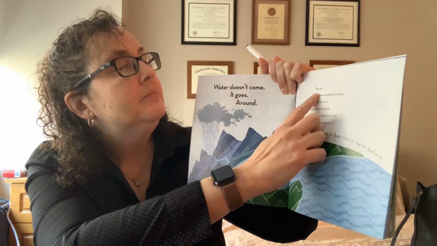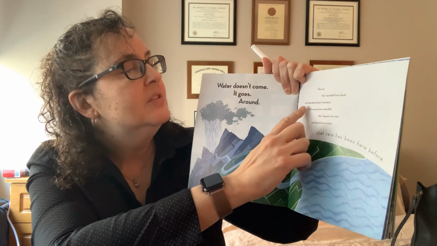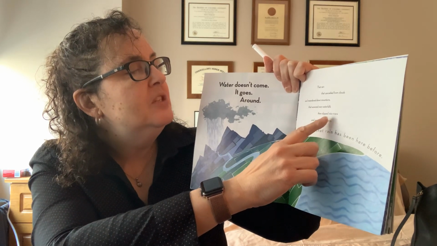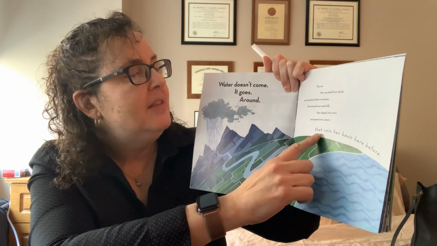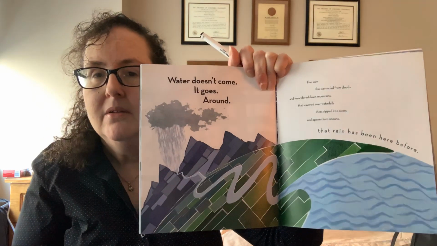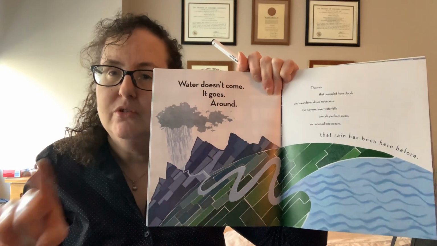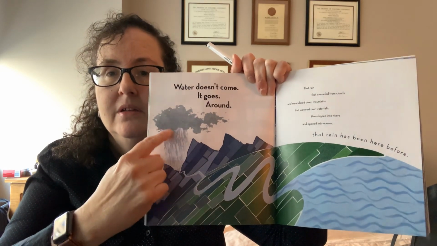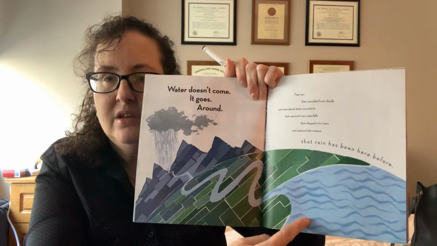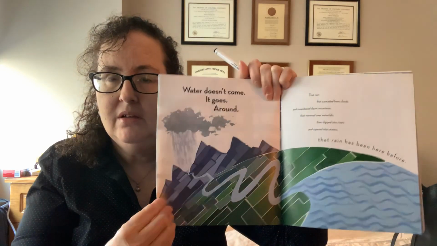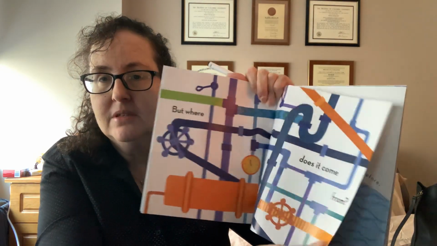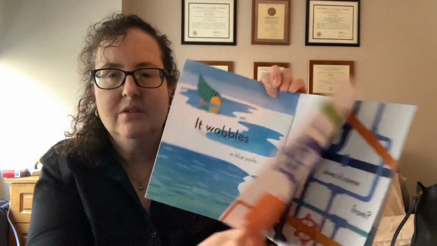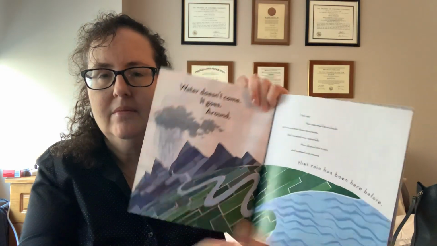it goes around. That rain that cascades from clouds and meanders down mountains, that waver over waterfalls, then slips into rivers, opens into oceans. That rain has been here before. That's why we call it a water cycle, because it goes around and around. It goes from cloud, rain, into the ocean, right? Into our pipes, into our tap, right? So that's a water cycle.